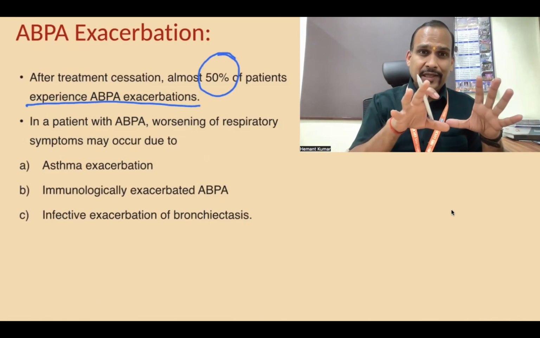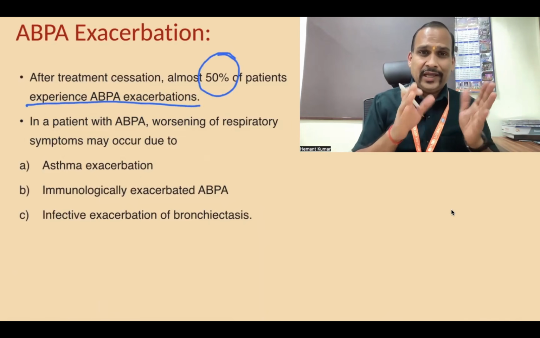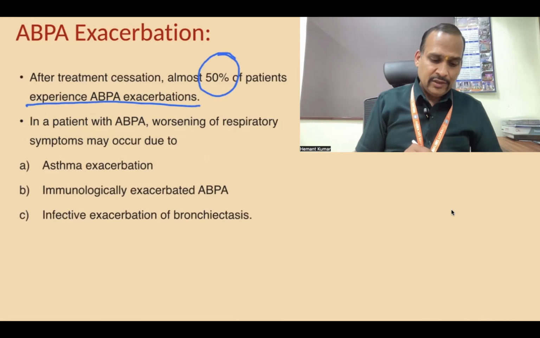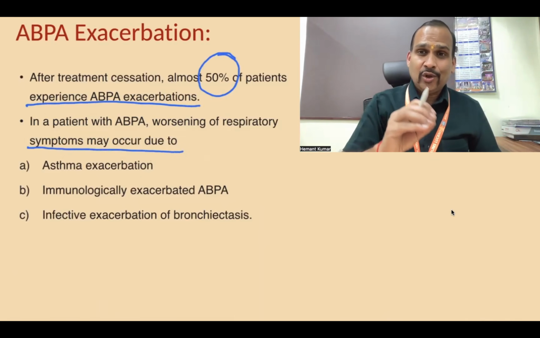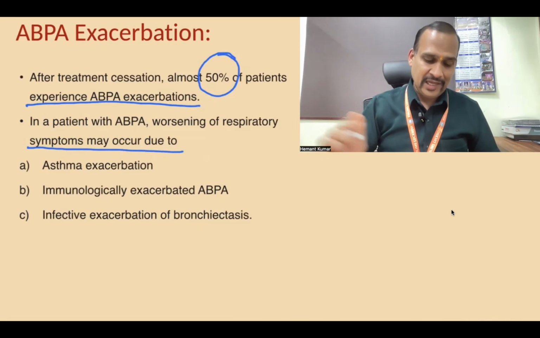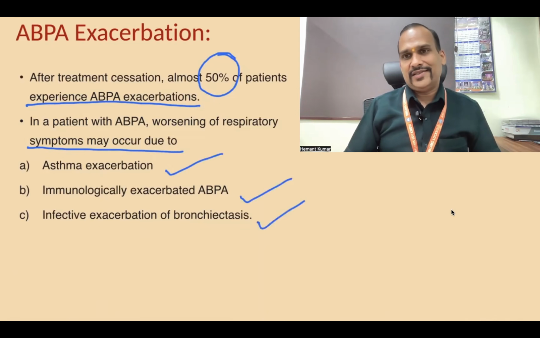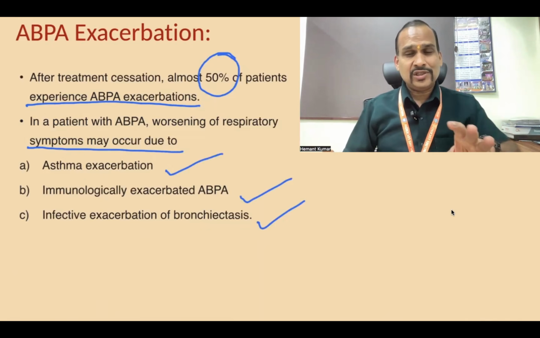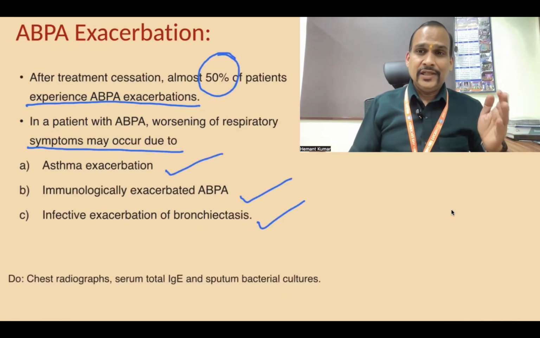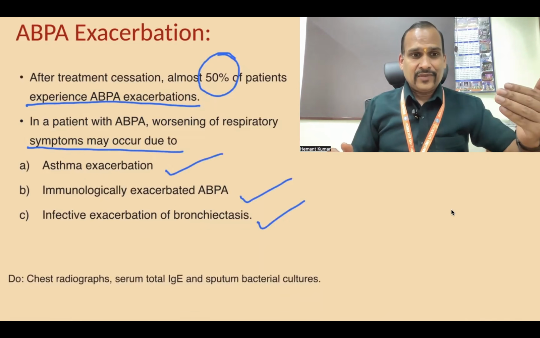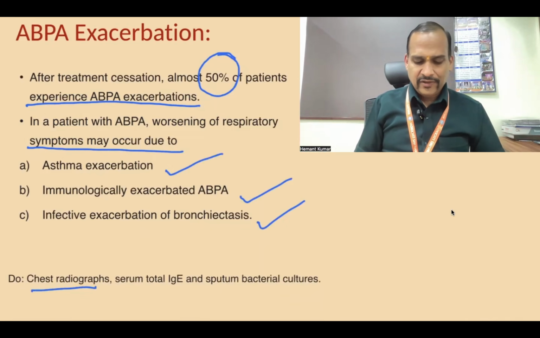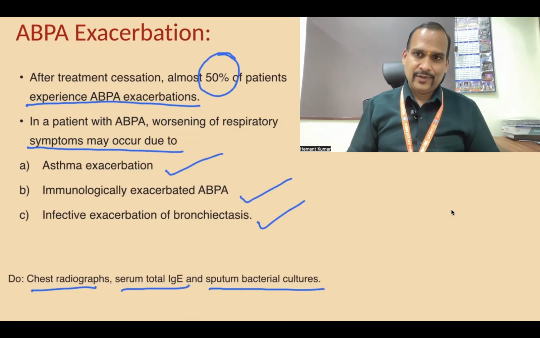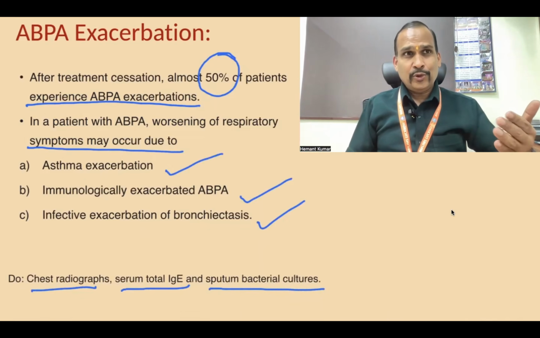So whenever you get ABPA exacerbation or any worsening of respiratory symptoms, you have to look for any other cause which can increase these symptoms, like asthma exacerbation, ABPA exacerbation, or bronchiectasis. Any exacerbation of any of these conditions may give rise to similar symptoms, right? So to rule out each one, we have to repeat chest radiograph, repeat total serum IgE, and sputum for bacterial culture. Okay, so by these three means, and we have to monitor other things.